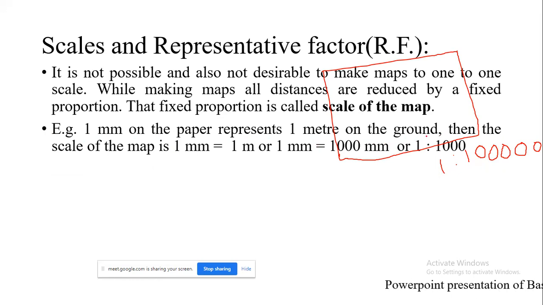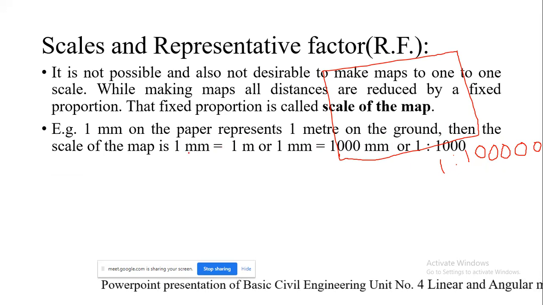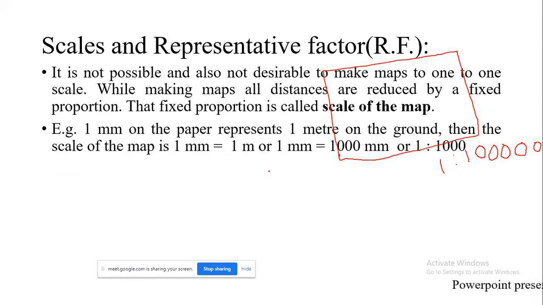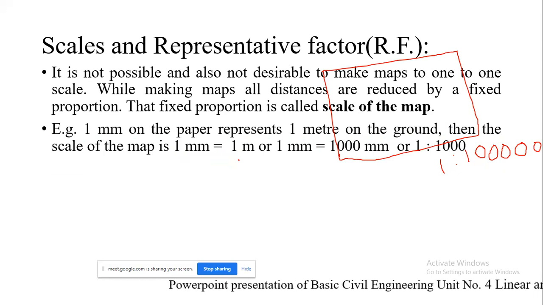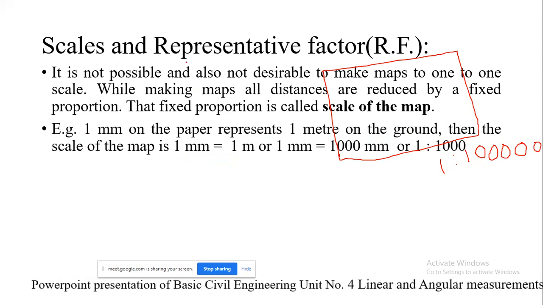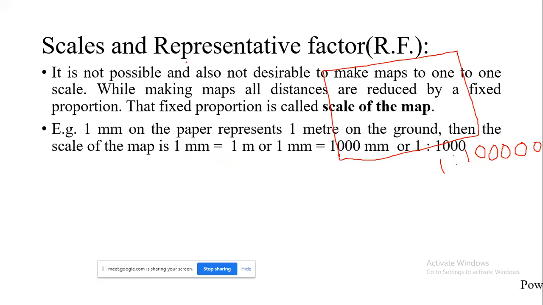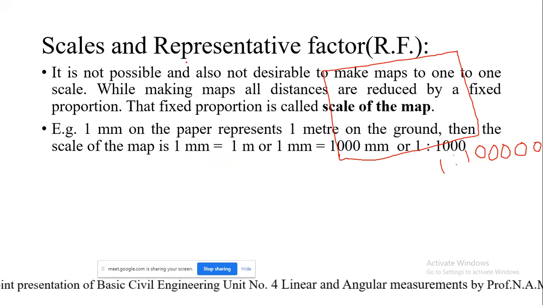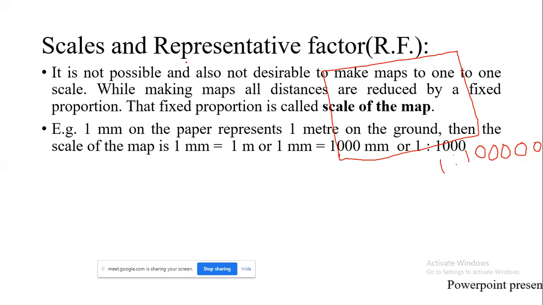I cannot plot it accurately, so for that I am taking a scale that is 1 millimeter equal to 1 meter, or you can see it as 1 as to 1. Whatever is on the ground, that I am going to represent. As I am making use of the representation, that is nothing but the representative factor. Whatever is on the ground, I am going to represent it. That is nothing but the representative factor.